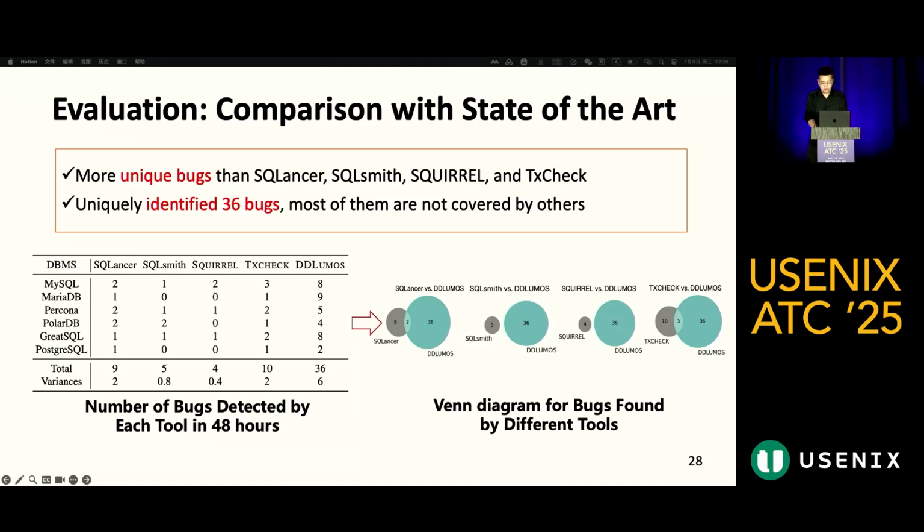In addition, we also calculated the number of detected bugs. The result shows that DDLumos finds more unique bugs than other tools. Among the 36 unique bugs identified, most of them are not covered by other tools.